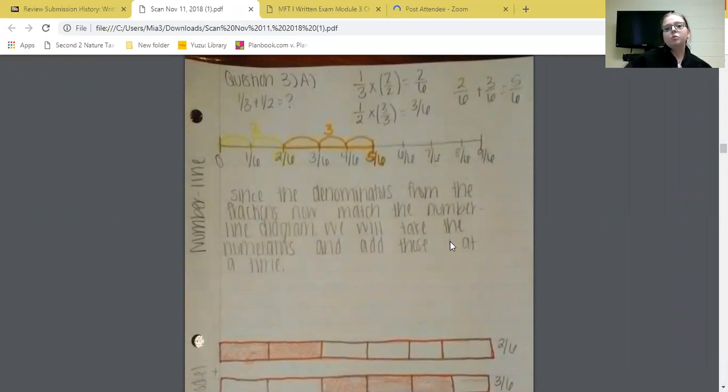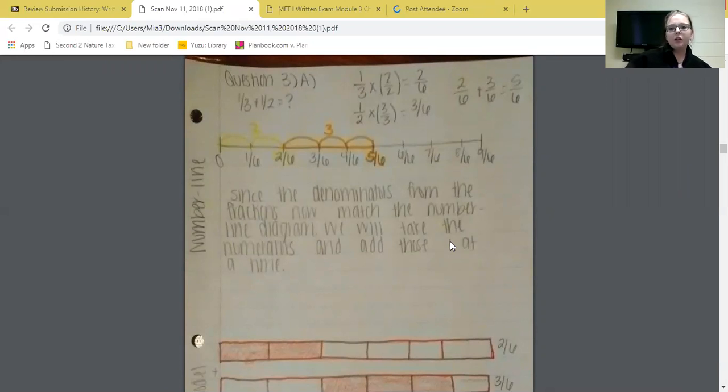And so we're going to do 1/3 times 2. Whatever we do to the bottom, we have to do to the top too. So 1 times 2 equals 2, and 3 times 2 equals 6, giving us 2/6. Then we're going to do the same thing to 1/2, times 3 to the bottom and the top. So 1 times 3 equals 3, and 2 times 3 equals 6, giving us 3/6. So 2 plus 3 over 6 equals 5/6.